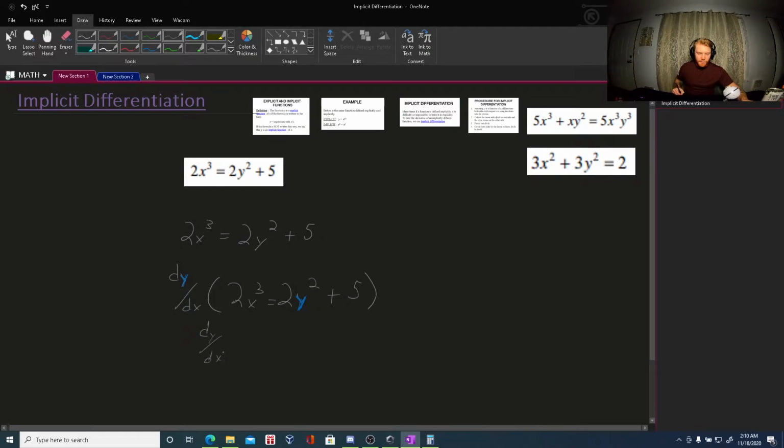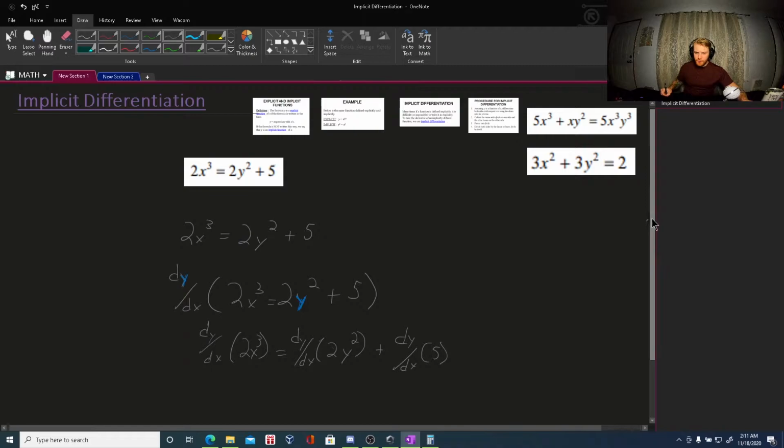So just continuing on, dy dx, derivative of 2x cubed. I'm only going to write it out slowly like this, dy dx for each one, on the first line. After this, we're going to do it in our heads. I'm just doing it here so everyone knows the notation. So dy dx of 2y squared plus dy dx of 5.